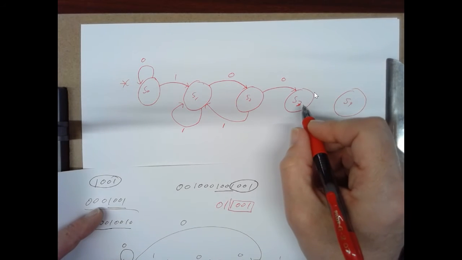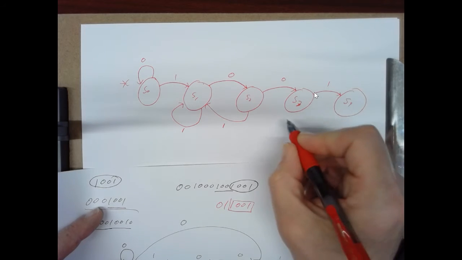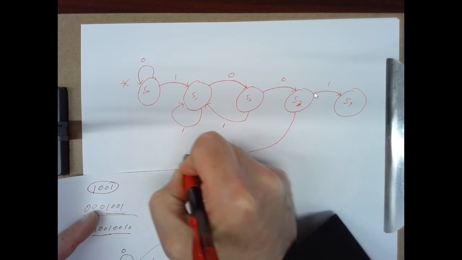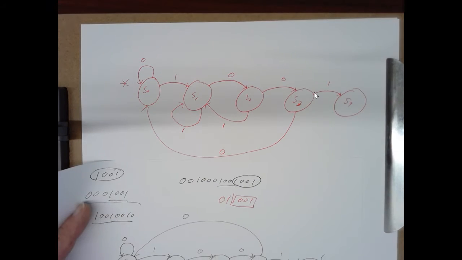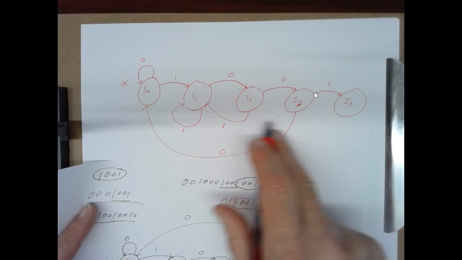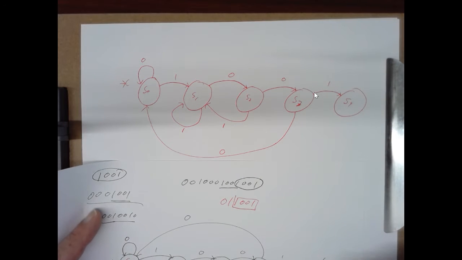So 1, 0, 0. And here, if you have a 1, we're recognized. If you have a 0, then we got to go all the way back to the beginning, because if we didn't match our pattern here, now we've got to wait for a 1. And that's what S0 says.